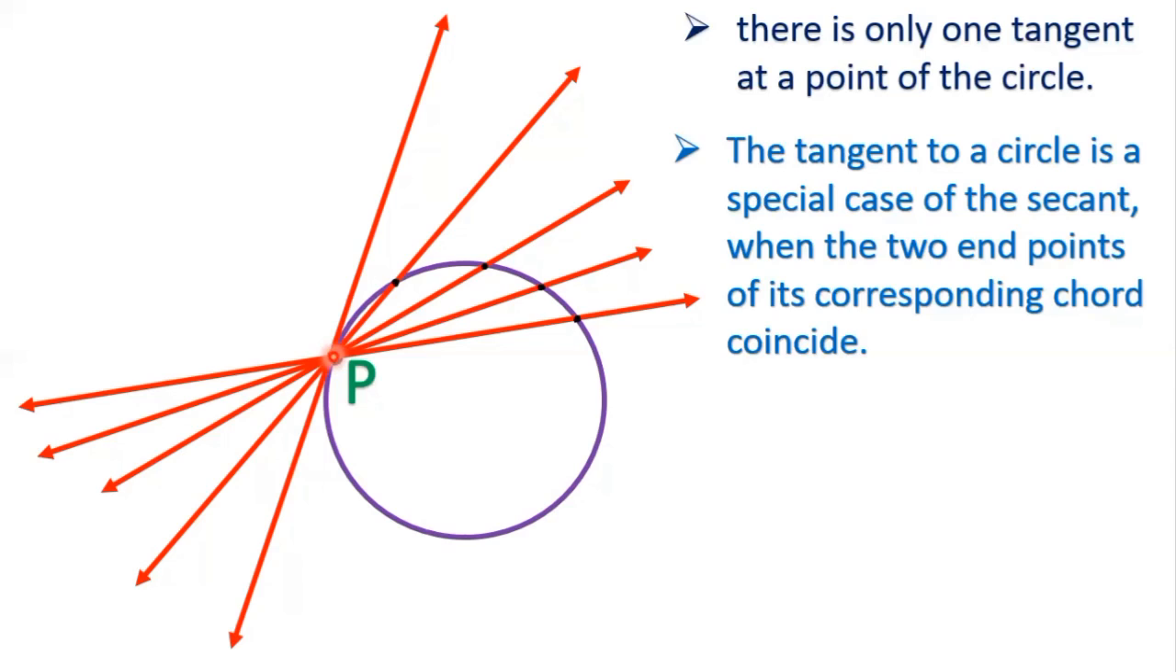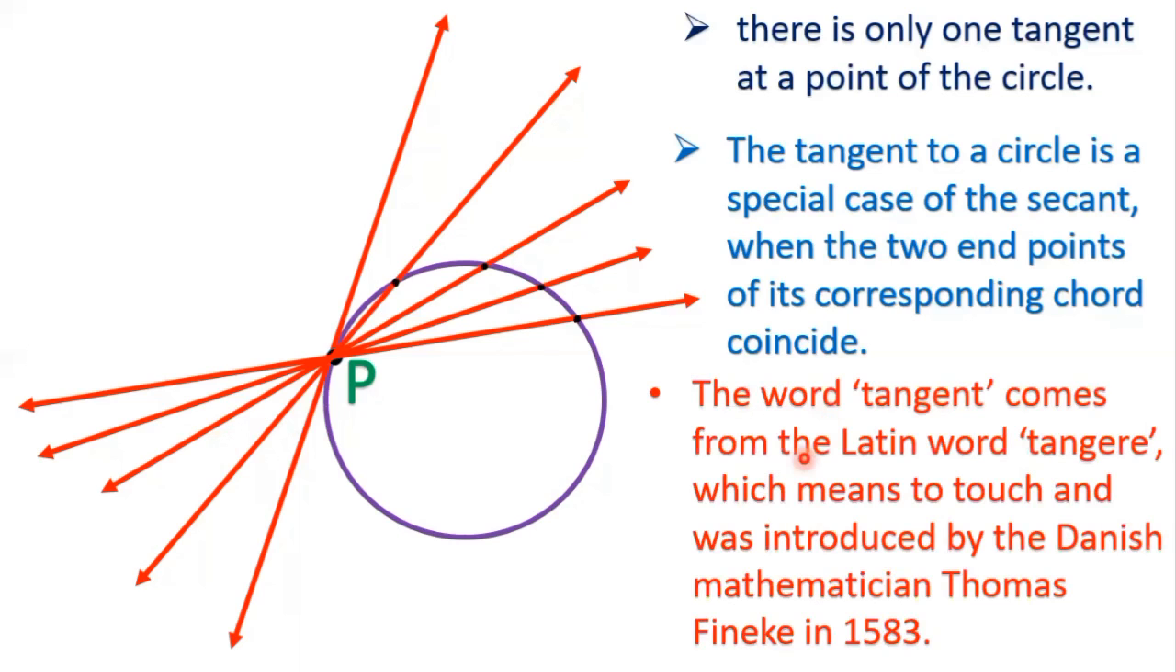When the line moves to the right side, the length of the corresponding chord of the secant increases. When you move leftward, the length of the corresponding chord decreases.